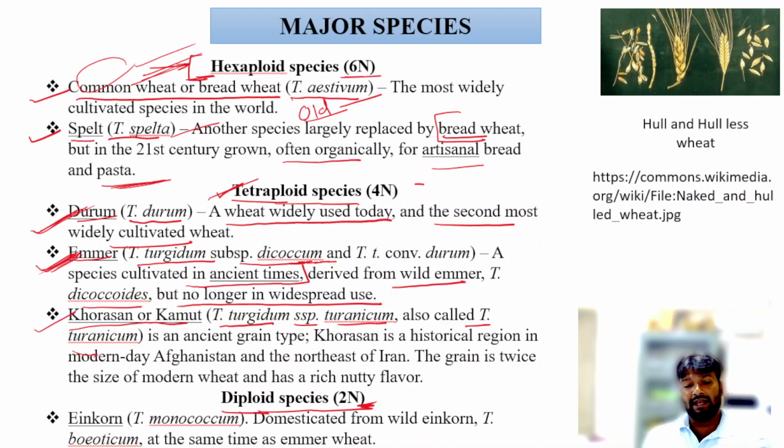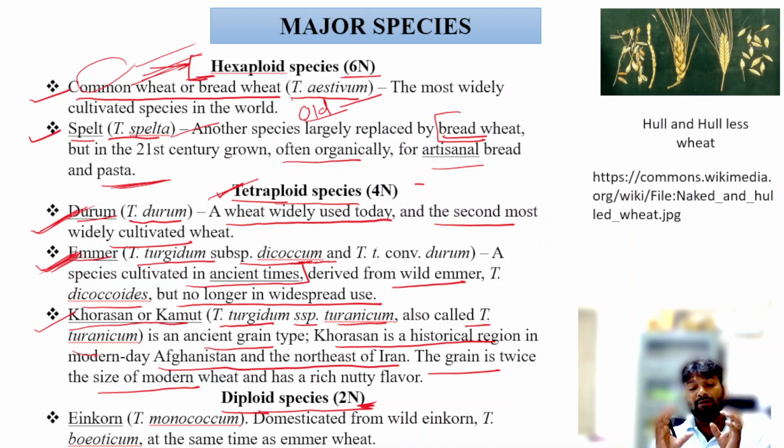This is also an ancient grain type, and Khorasan is a historical region in Afghanistan or the northeast of Iran, and this grain is twice the size of modern wheat. Means its grain size is very big, and it has a rich nutty flavor.